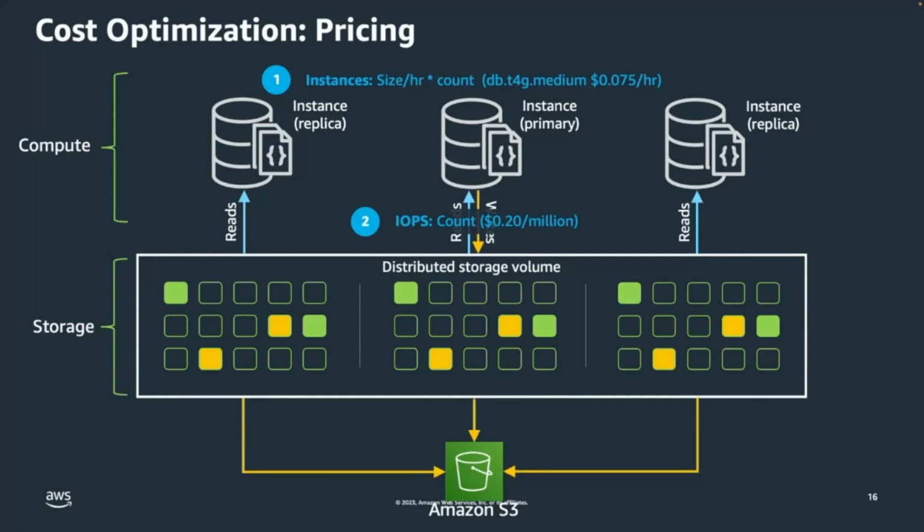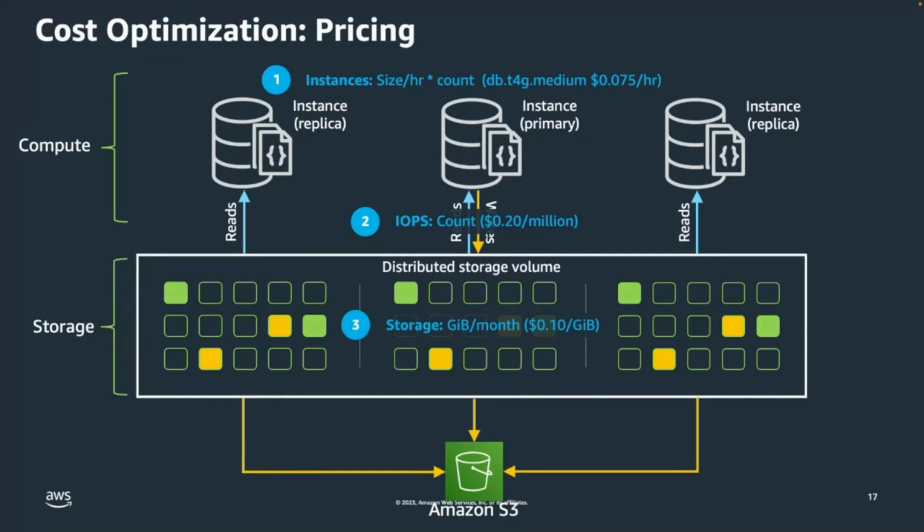I/O is the second dimension and is charged at 20 cents per million I/O operations. Any operation between compute and storage will result in an I/O operation. For read operations, documents up to 8 KB in size result in one I/O operation. And for write operations, documents up to 4 KB in size result in one I/O operation.